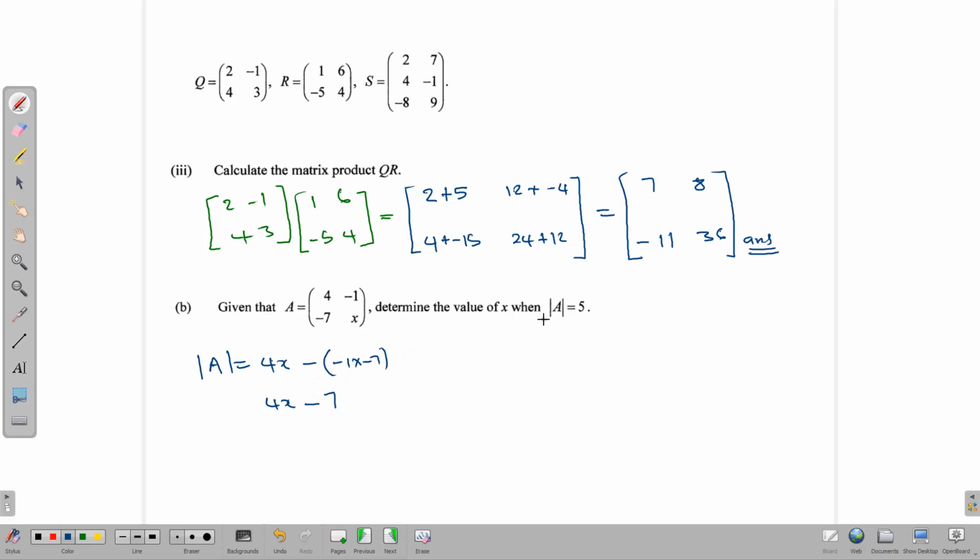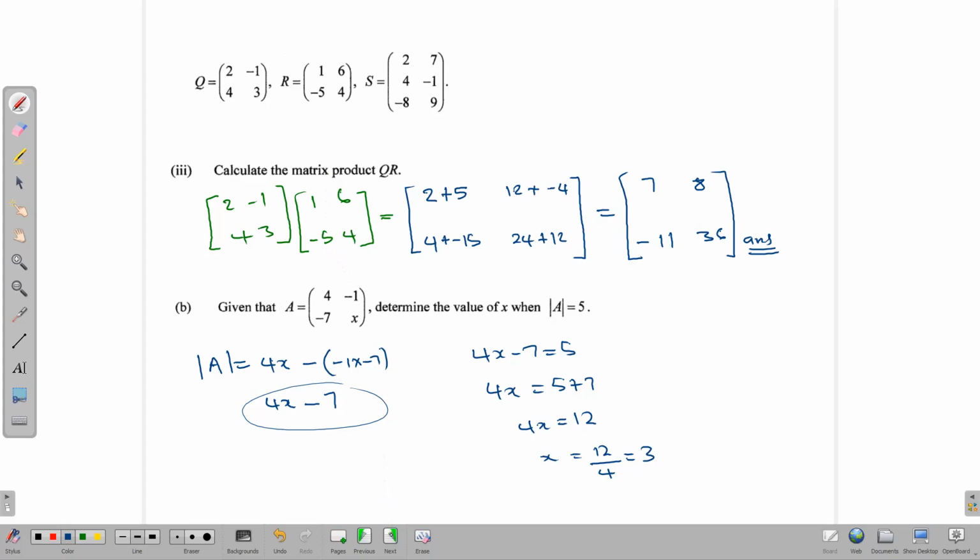So now we are told that the determinant is 5. So this is the expression for the determinant. So we know that 4x minus 7 is actually equal to 5. This gives us a simple linear equation. So we go ahead and solve it. So it's 5 plus 7, so 4x is equal to 12. And therefore x is 12 divided by 4, which is 3. So that is the answer to the matrix part of the question that we were working out.